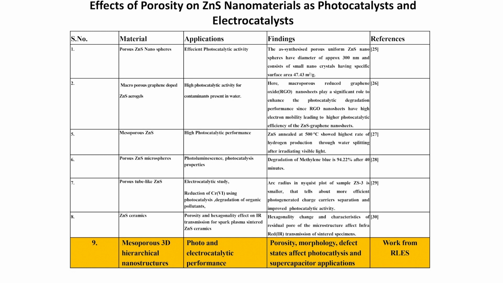ZnS ceramics, porosity and hexagonality effect on IR transmission for spark plasma sintered ZnS ceramics. Hexagonality, charge and characteristics of the residual pore of the microstructures affect infrared transmission of the sintered specimen. The mesoporous 3D hierarchical nanostructures which we have developed in our lab have potential application in photo and electrocatalytic performance, and the findings are that the porosity, morphology, defect state affect the photocatalysis and the supercapacitor applications.